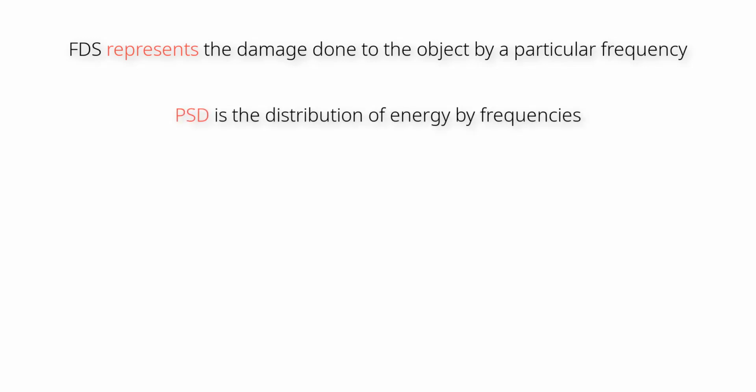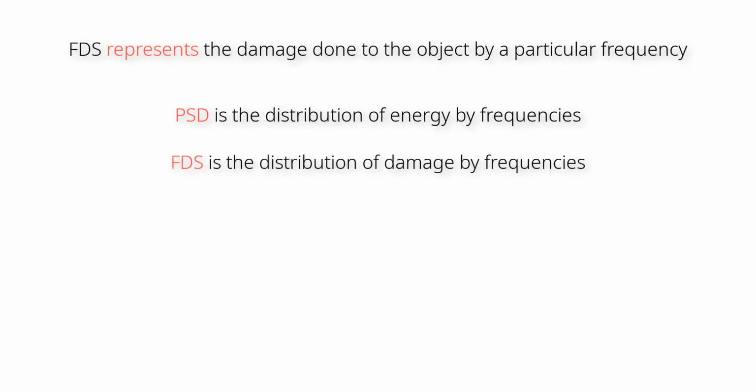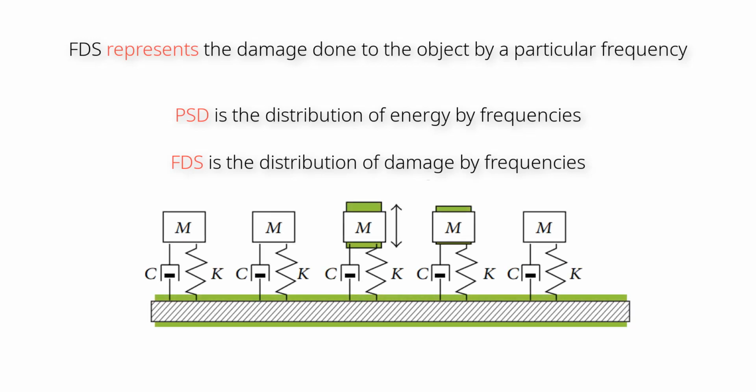Now let's continue with fatigue damage spectrum. The fatigue damage spectrum shows the damage done to the object under test by a particular signal frequency. If power spectral density is the distribution of energy by frequencies, fatigue damage spectrum is the distribution of damage by frequencies. Such a spectrum is calculated by the same principle as a shock response spectrum.